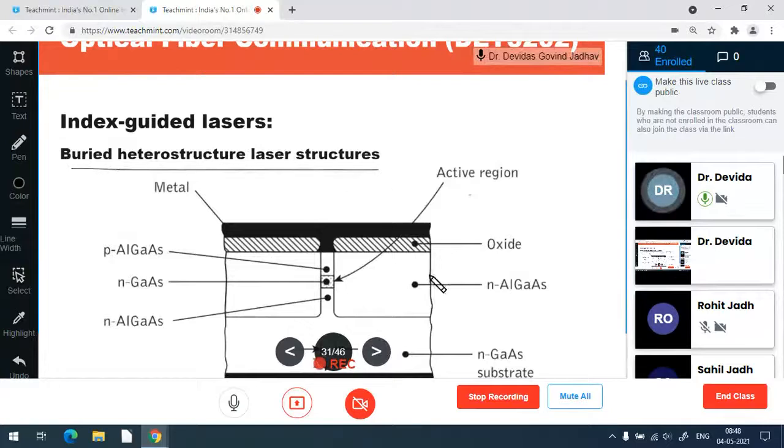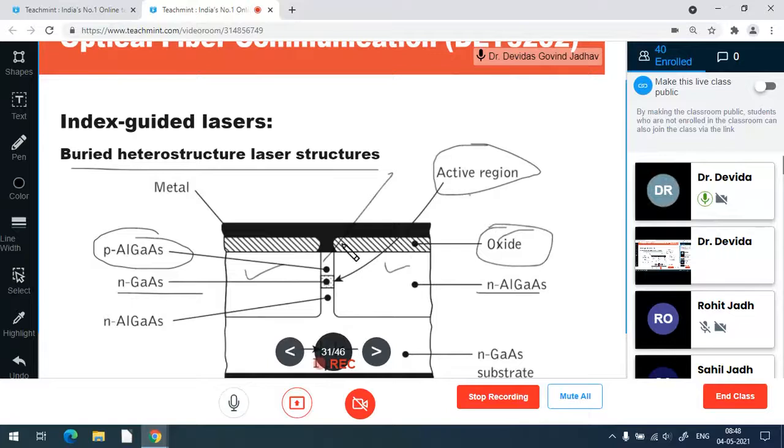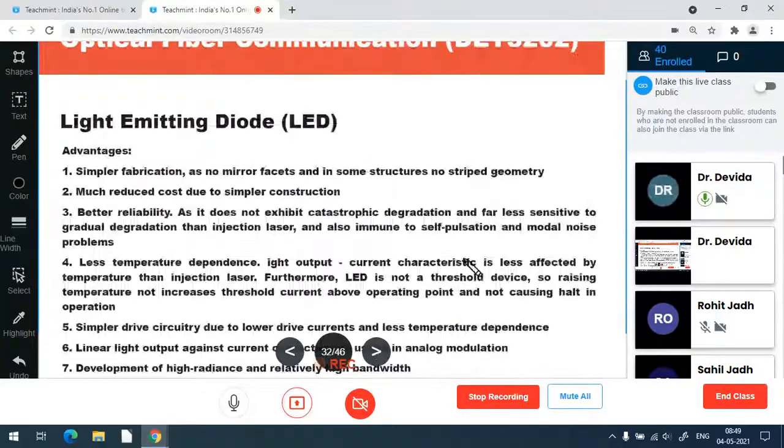And one more is the buried heterostructure, in which a large area of n is made into a very small sandwich area, and there the active region is buried. Above the active region one more region is there, that is p-type AlGaAs, where the other regions are all n-type GaAs, n-type AlGaAs, and the active region is maybe of n-GaAs, and one more top layer is p-type GaAs. Again the silicon dioxide is there for insulating, and a very small current conducting channel is here. So this is also one more alternative of index guided laser.